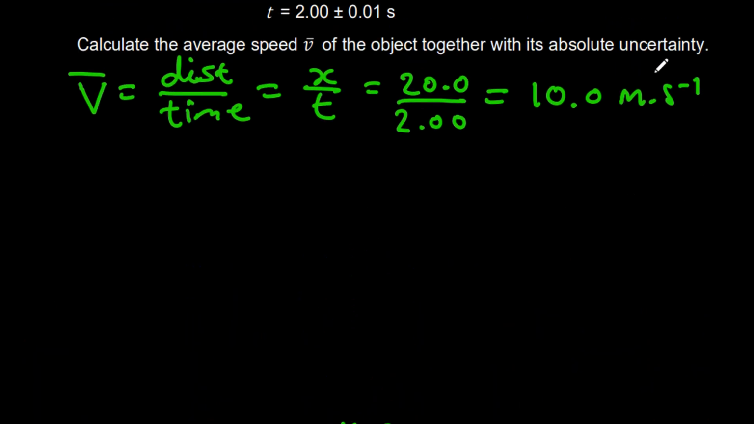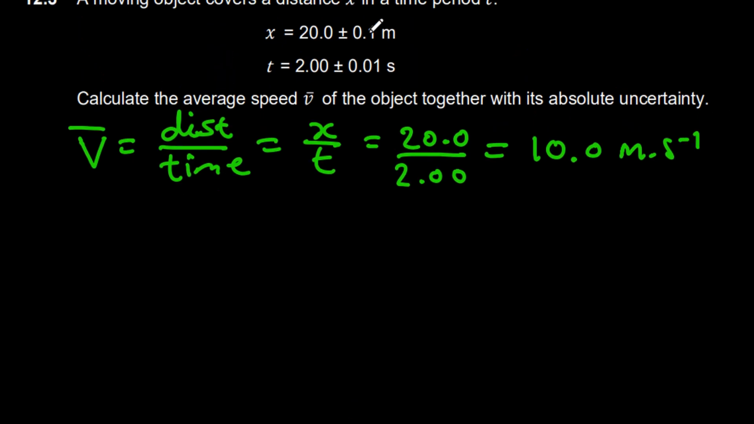Now we need to find the absolute uncertainty of V bar. Now we get V bar by dividing two quantities, namely distance and time. The rule says that when we divide quantities, the way in which we combine their uncertainties is by adding the percentage uncertainties. So we don't add the absolute uncertainties, we add the percentage uncertainties. And that will give us the percentage uncertainty of V bar. So before we can find the absolute uncertainty of V bar, we first find the percentage uncertainty.